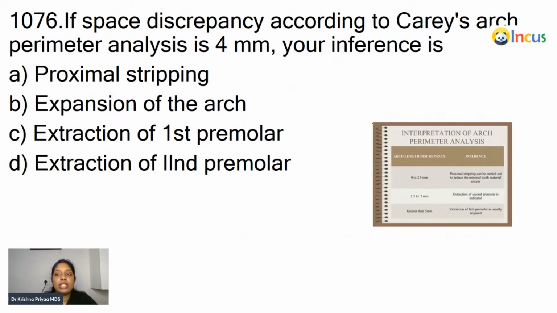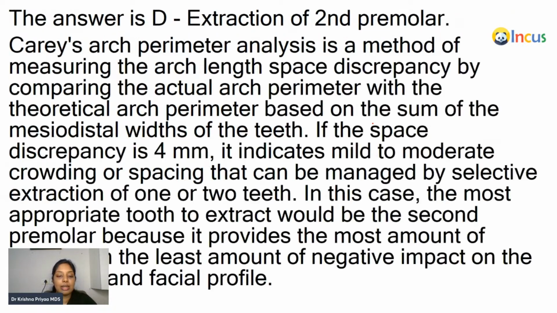Space discrepancy according to Carey's arch perimeter analysis is 4 mm. So what happens when it is 2.5 to 5 mm? We always think about second premolar extraction. So the answer would be extraction of the second premolar.